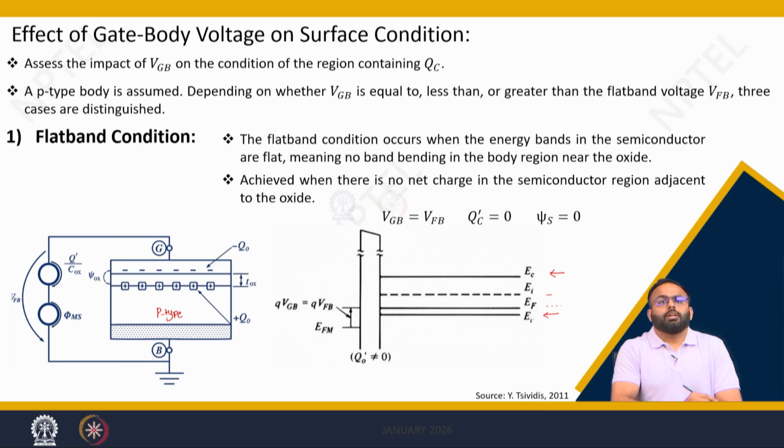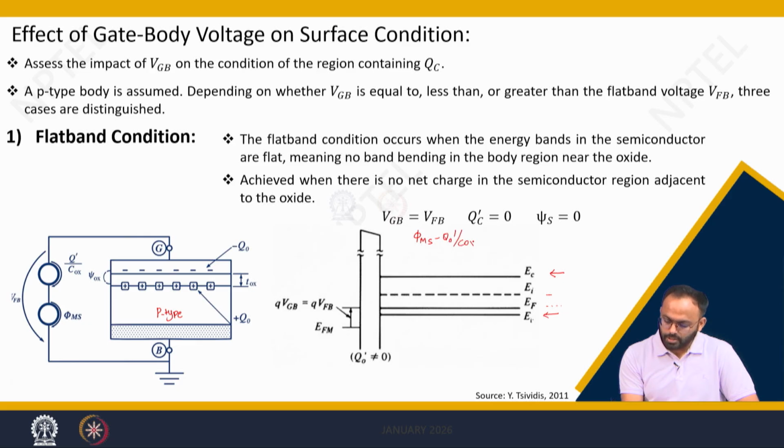This is a picture of the flat band condition, which says that when you apply a voltage exactly equal to the flat band voltage, which is nothing but phi ms minus Q naught divided by Cox dash, right. If you apply that amount of voltage from the external battery, the bands are flat. We have discussed that in the flat band condition there is no charge in the semiconductor, and hence the channel charge Qc dash is nothing but 0.